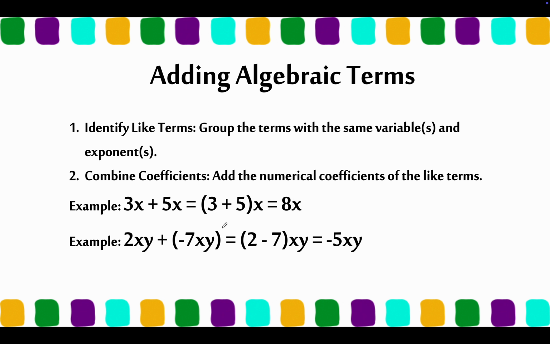Now for another example, we have 2xy plus negative 7xy. And these are like terms because the variables are the same. So we're going to add 2 and a negative 7. Now because they are of two different signs, we are going to subtract. So we're going to take 2 from 7, that will give us 5, and we're going to take the sign of the larger absolute value. In this case, 7 is larger, so our answer would be negative 5xy.